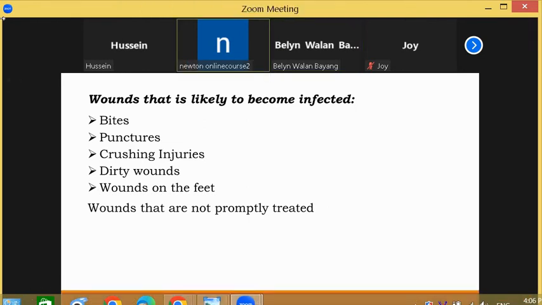So what are the wounds to be infected? Bites. Okay, some bites, for example, some insect bites will get infected. Some puncture wounds also will get infected. Some crushing injuries, dirty wounds, wounds on the feet, wounds that are not promptly treated. Dirty means some patients are not cleaning the wounds properly. Some patients are not treating their wound, and most wounds are on the foot, because we are always touching the floor, so the infection will happen there. So that wound will get infected very fast.